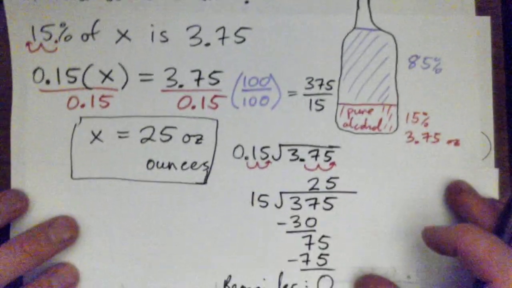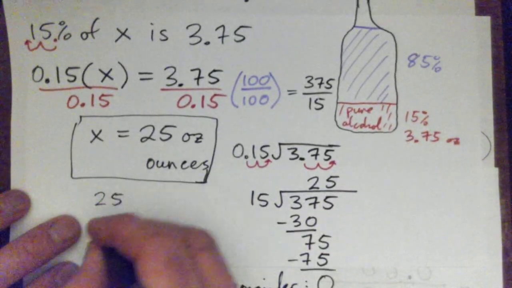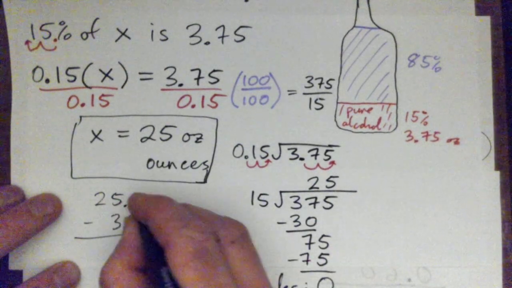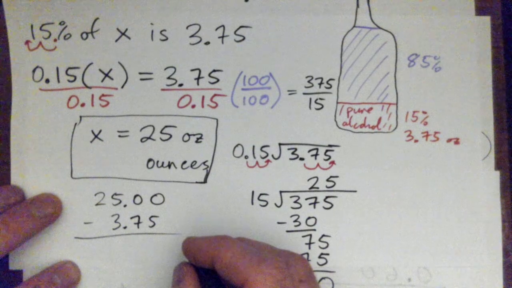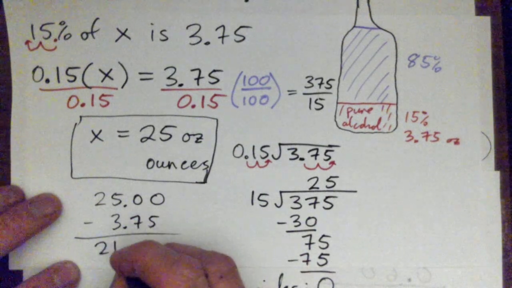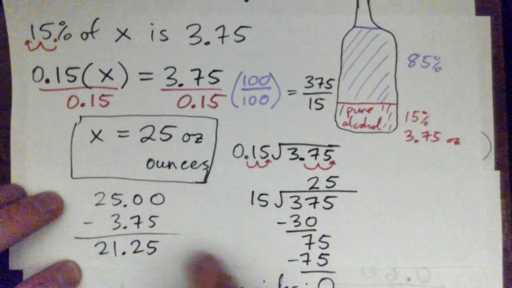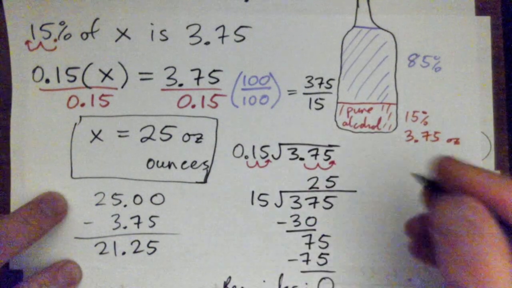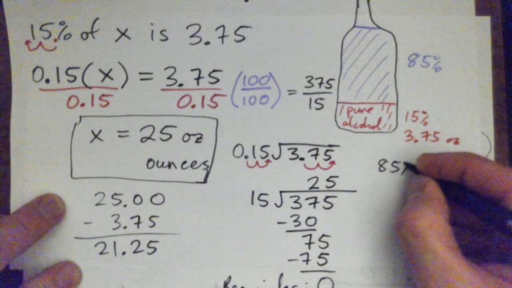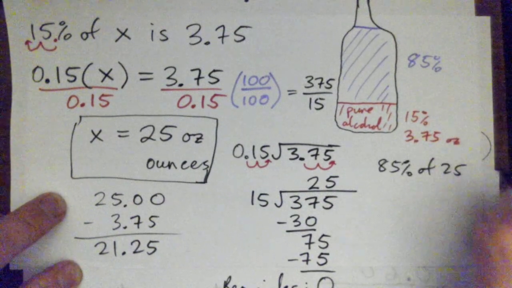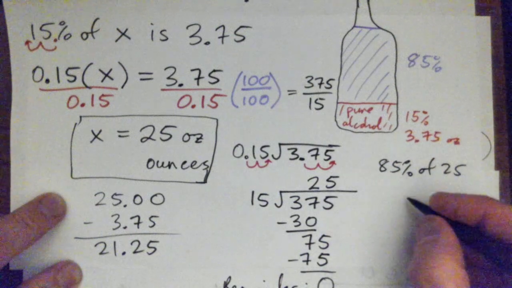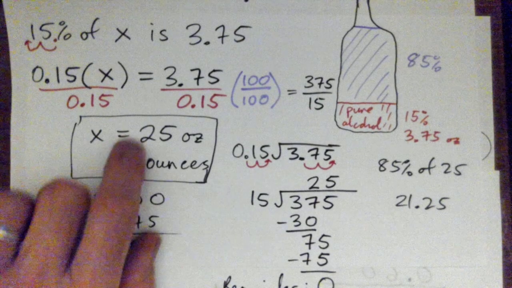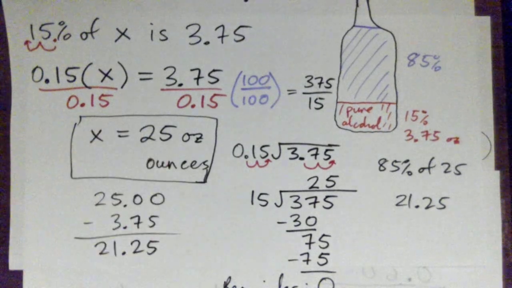Yeah, you could, for example, go 25, subtract 3.75, and that would give you it, wouldn't it? That'd be one way. And that ends up being 21.25 ounces of non-alcohol in the bottle, right? Or another way is to get 85% of 25 and calculate that, and you would end up with the 21.25 as well. But that's just for fun. But yeah, the answer is the bottle is 25 ounces of wine. Yep.